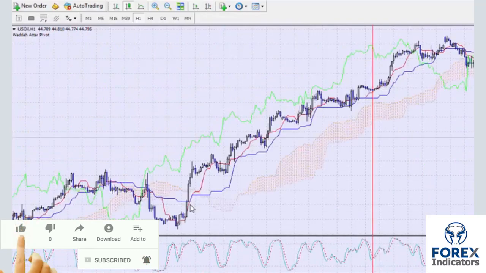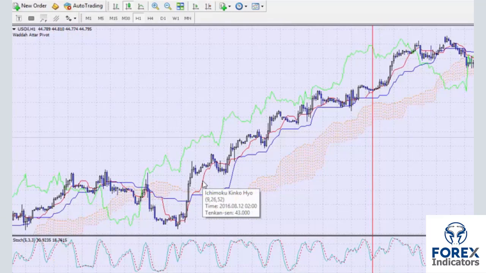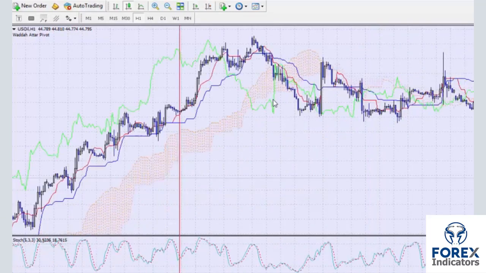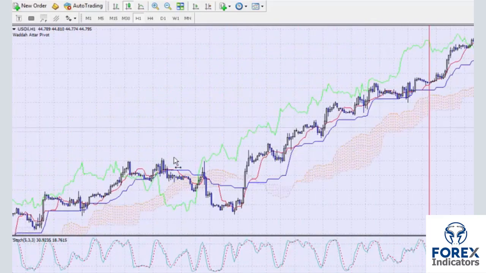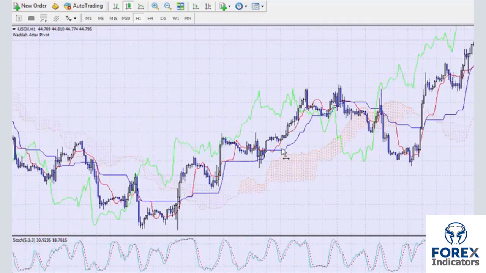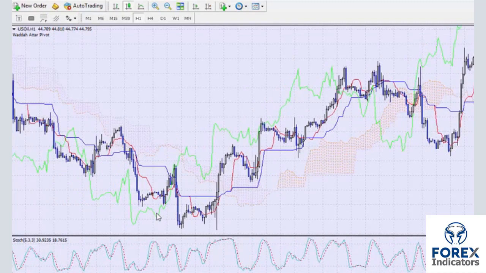Whenever the red line crosses the blue line from below, that's a buy signal. And whenever the blue line is crossing the red line from above, just in this example, that's a sell signal. So this indicator gives both buy signals and sell signals. Also, another sell signal is whenever this green line crosses the candles from above. Also, whenever this green line crosses the candles from below, that's a buy signal.